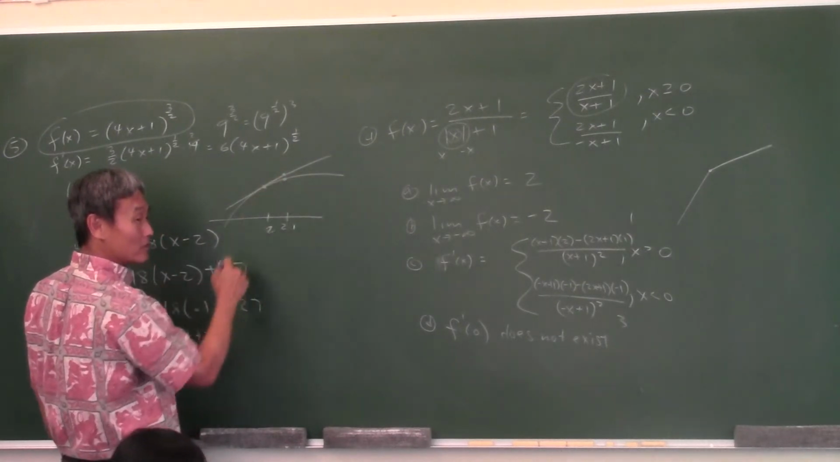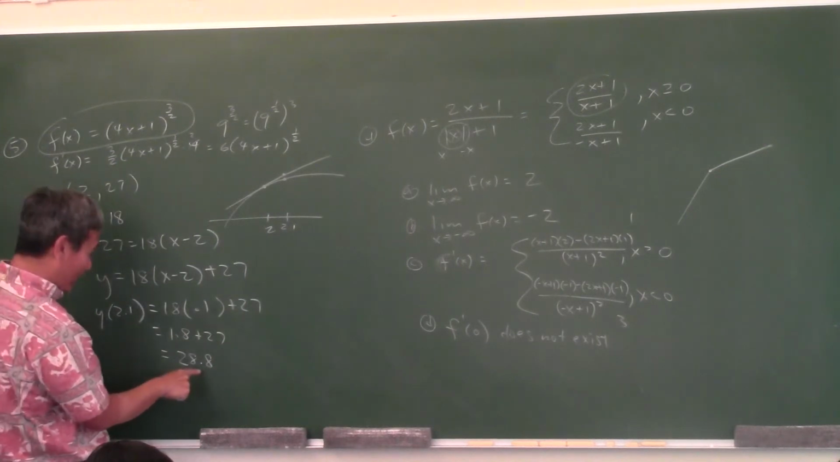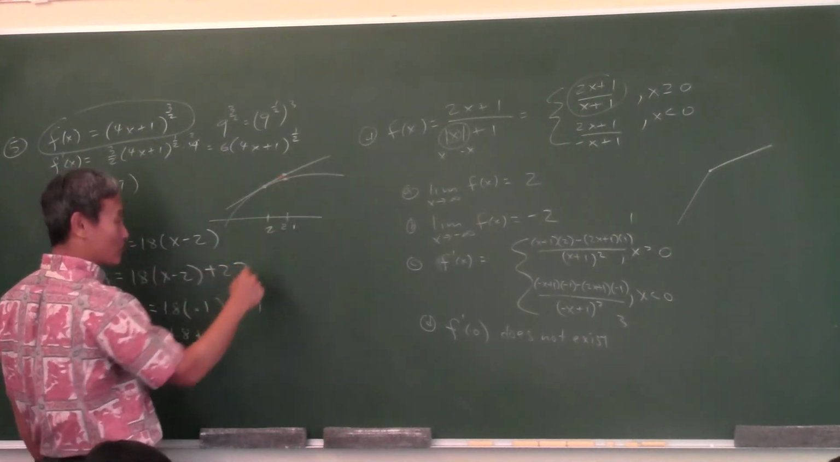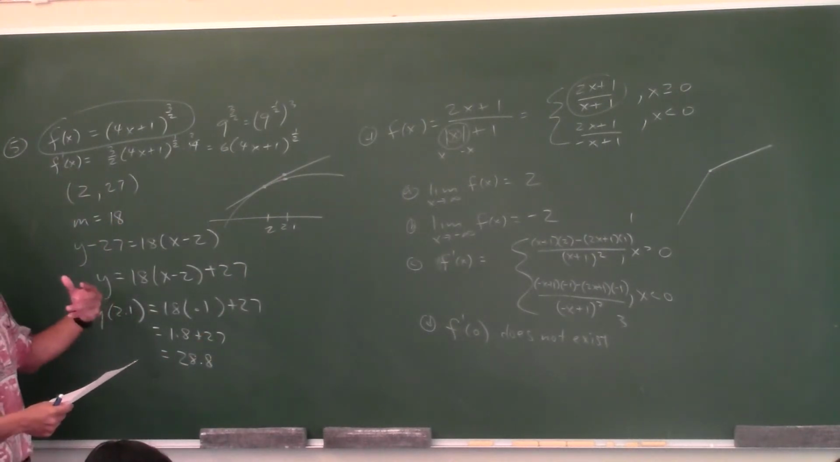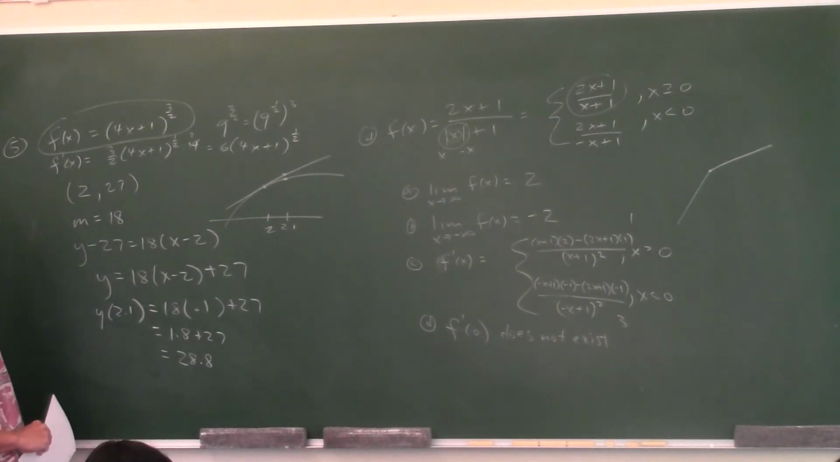Yeah, it's very close. That's the concept of linearization. So we figured out the y-coordinate on the line here. That's 28.8. So the one on the actual curve should be pretty darn close to 28.8. Now, is this an over or an underestimate? They always ask you this. How do you determine that?